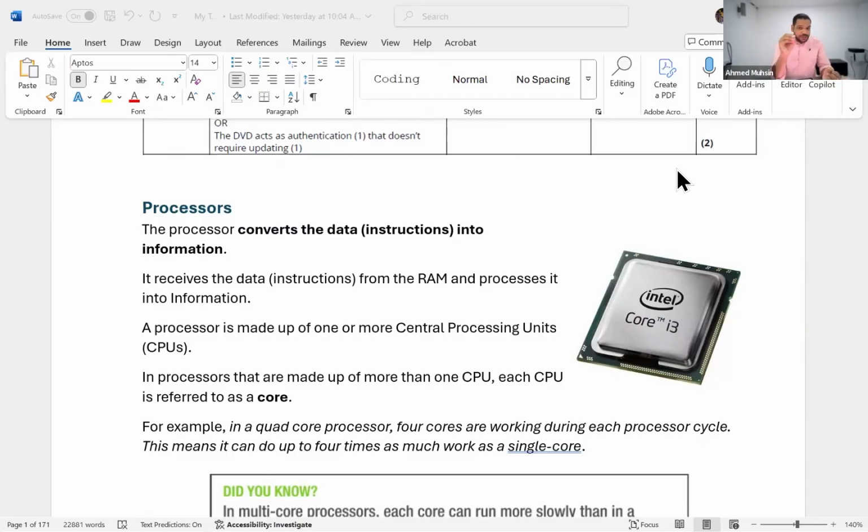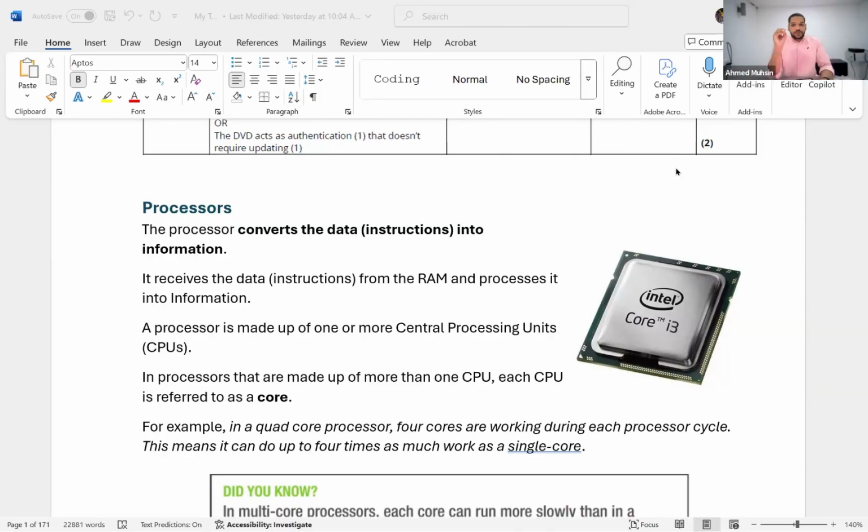Your processor is responsible for taking your instructions. Give me a word that we use when you convert an instruction into information: execute. When you convert an instruction into information, we use the word execute. You can call it an execution. Everybody okay with this?